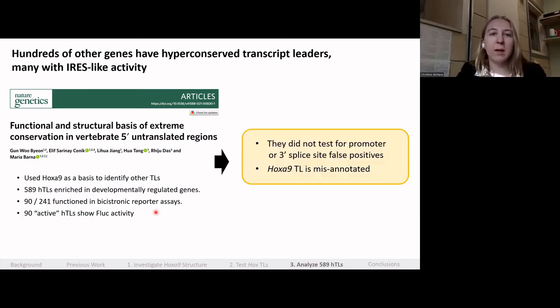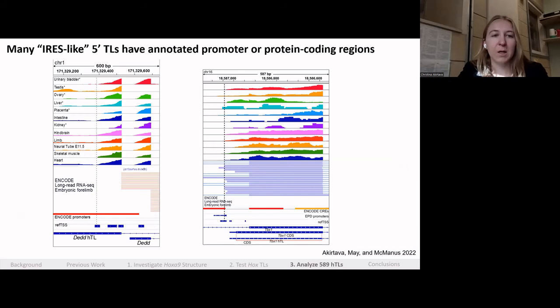However, now knowing that the HOXA9 transcript leader is actually misannotated, we thought this issue may have propagated through their data set. And they also never checked for promoter or splice site elements within those bicistronic reporter assays. So first, we examined a few of the genes that they labeled as hyperconserved.